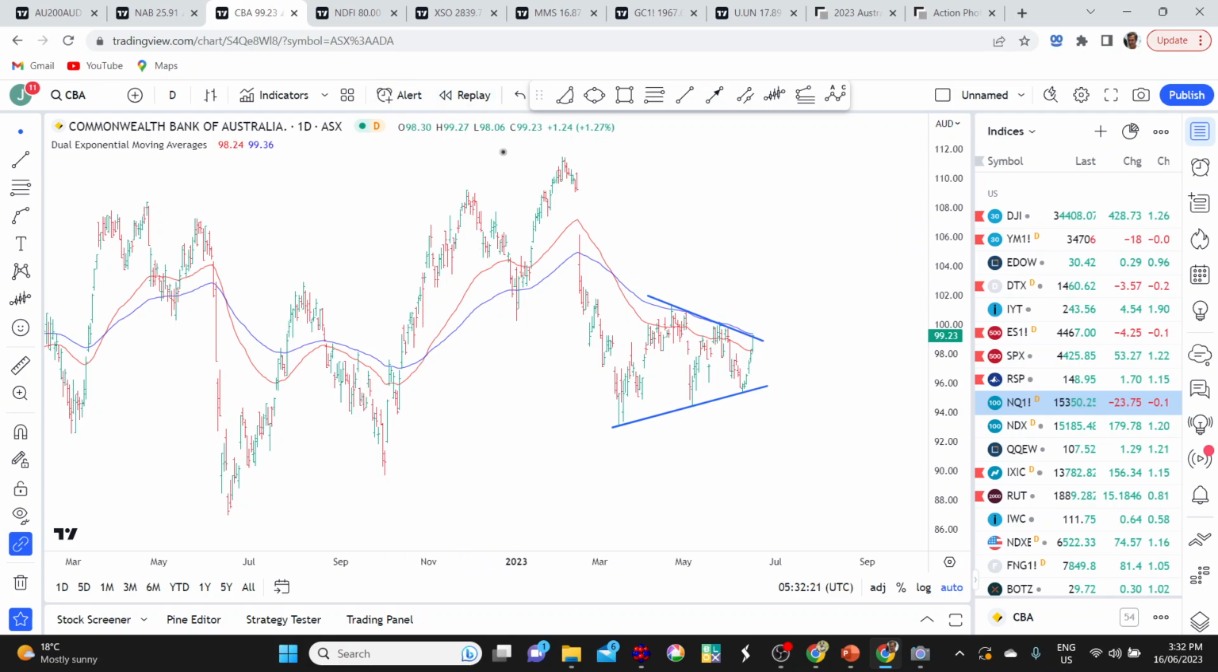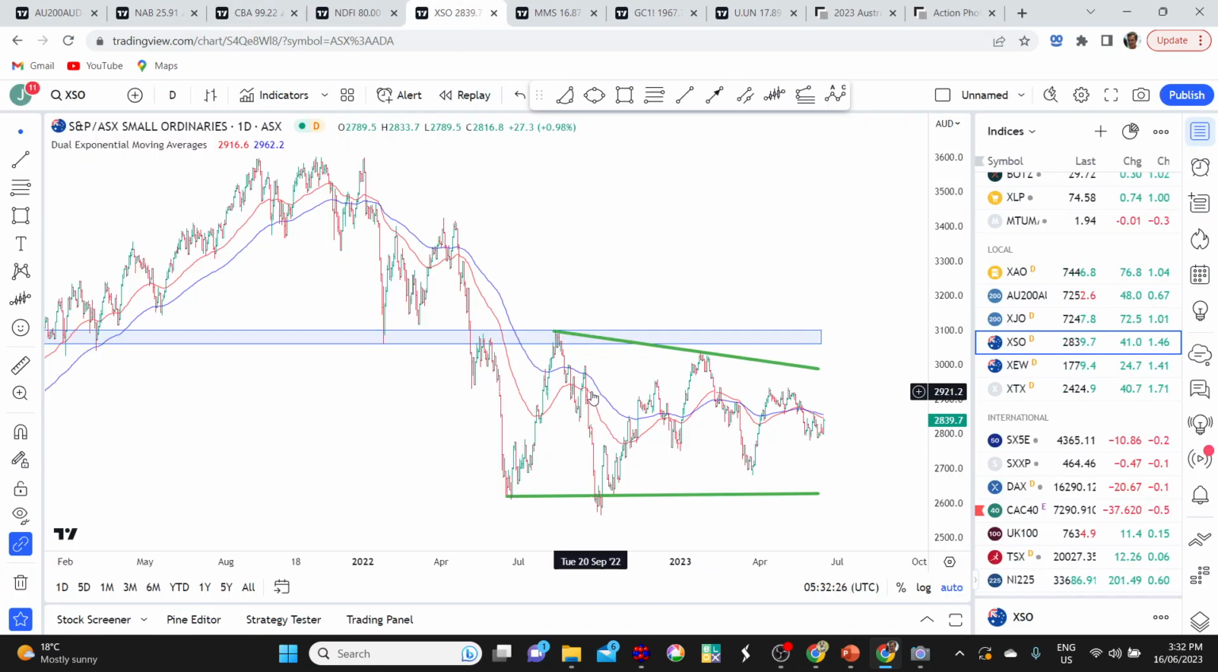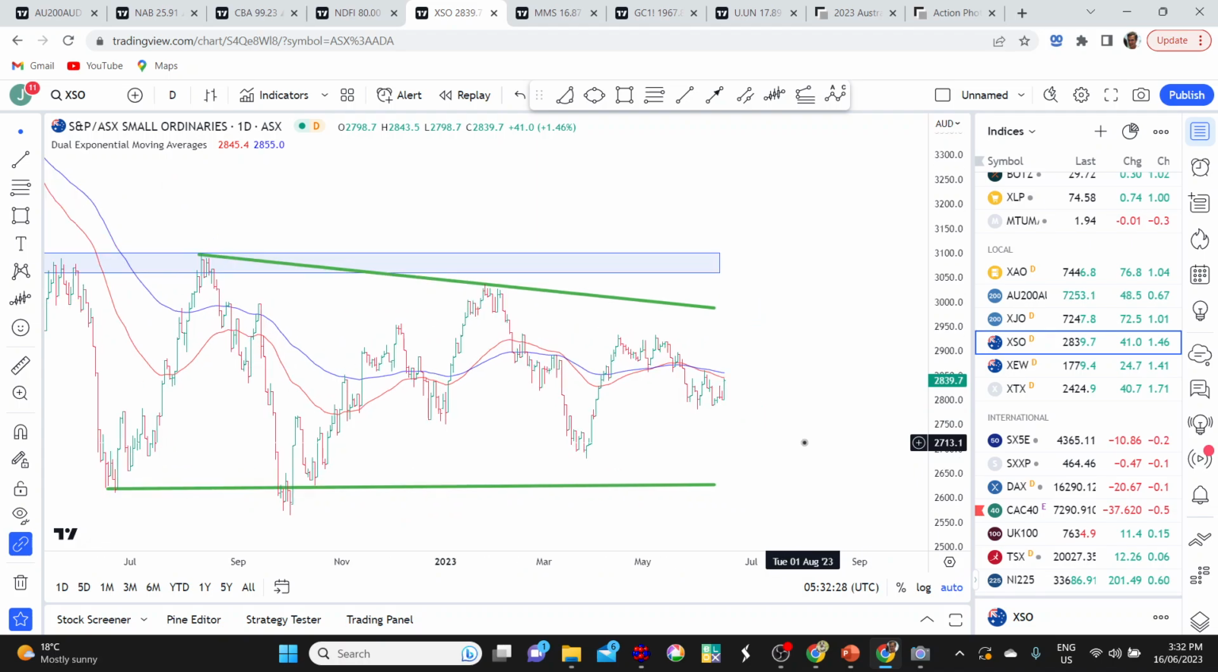Jumping over and having a look at the small ordinaries, and again, positive day on Friday.